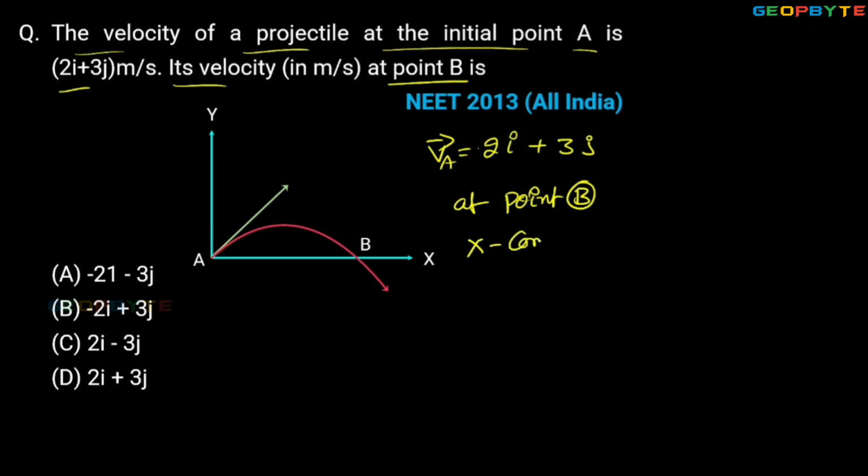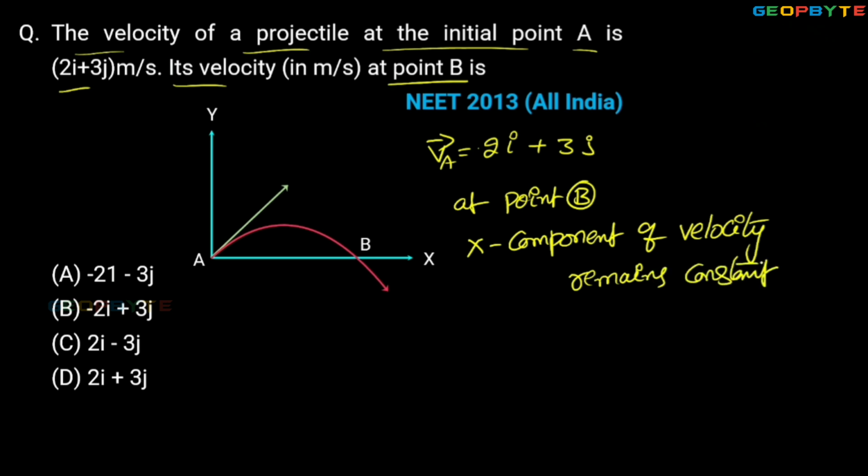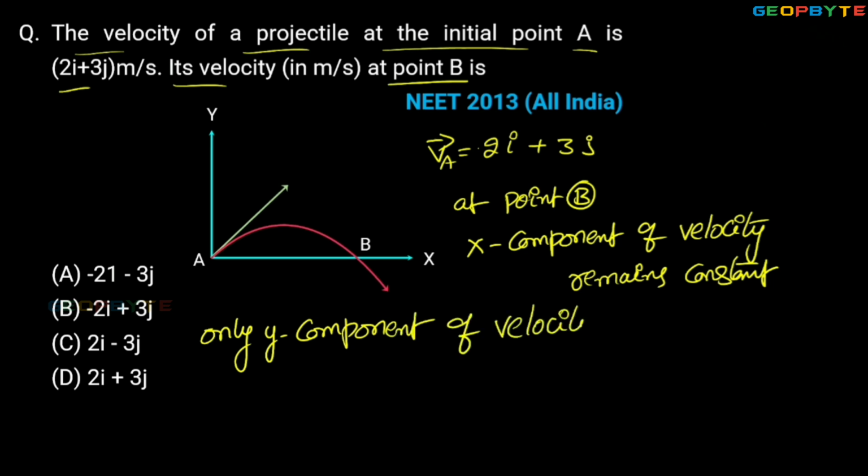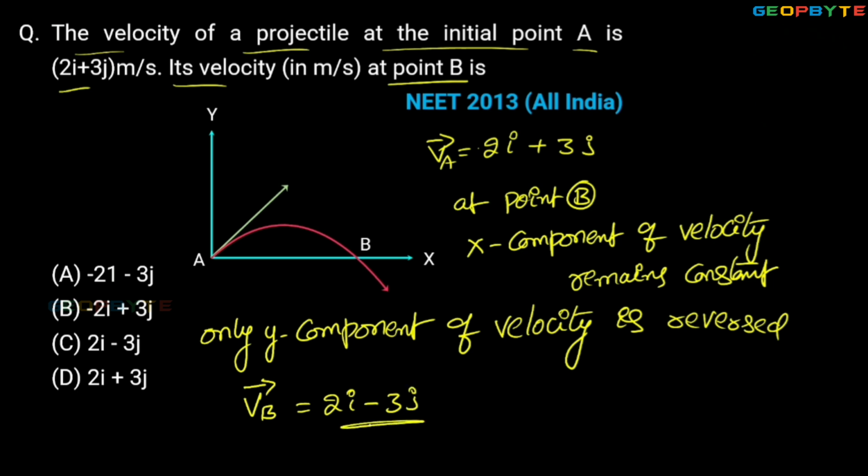At point B, the x component of velocity remains constant. Only the y component of velocity is reversed. Therefore, velocity at B equal to 2i minus 3j, because the y component of velocity is reversing. Look at option C. Option C is absolutely correct. Understood clearly? Yes. Similarly, let's take another important problem.